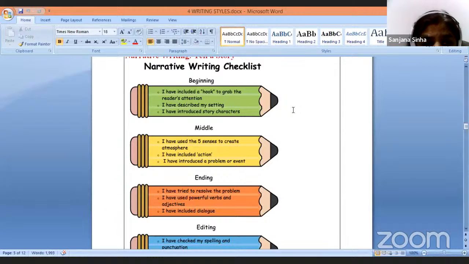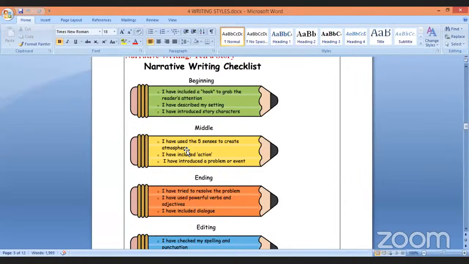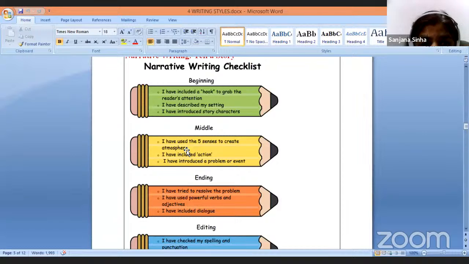So the middle part you will introduce all the 5 senses. What did they see? What did they hear? What did they feel? What did they touch? What happened? You mean you are including emotions in the middle part?